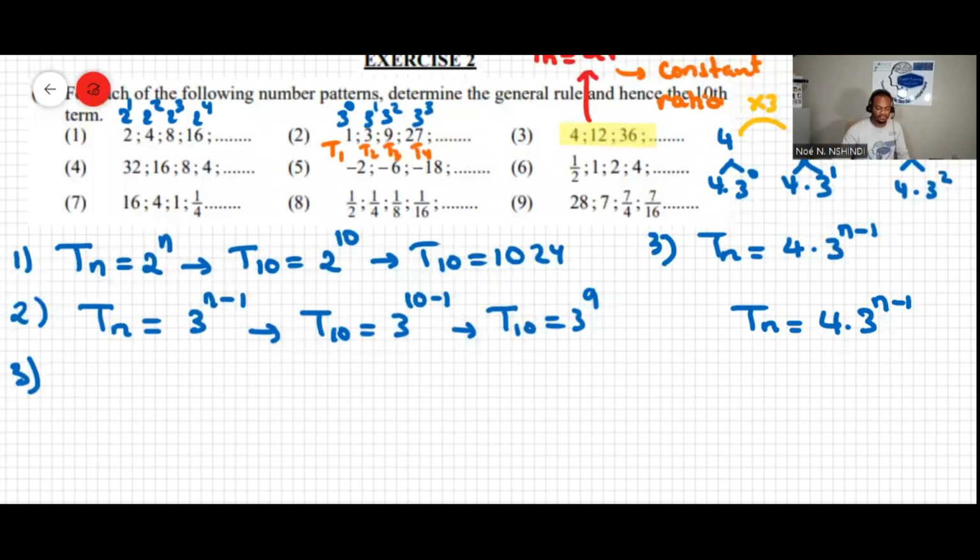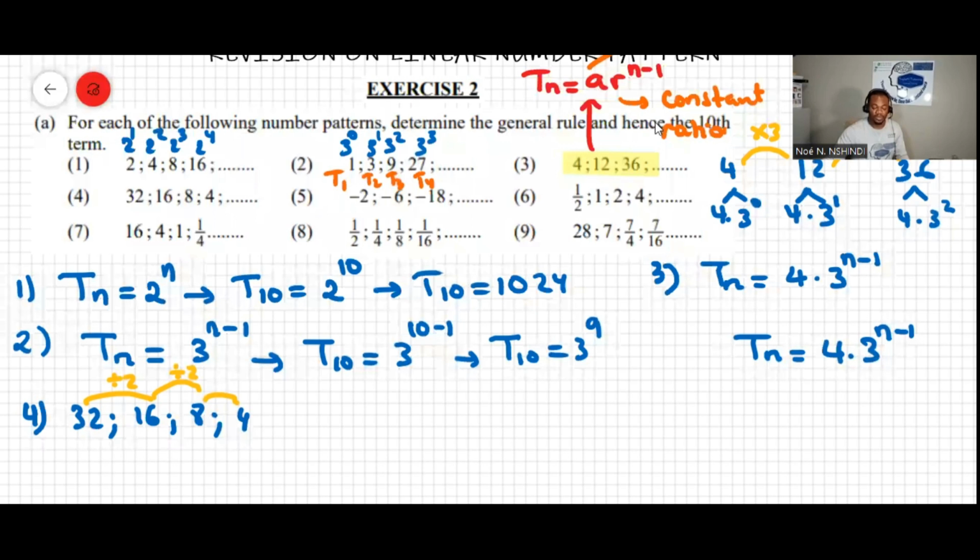And then question 4. It's 32, 16, 8, and then 4. Again here, we notice that from 32 to 16 we actually divide by 2. Here we divide by 2, and then we divide by 2. Divide by 2 is the same thing as multiply by a half, okay?